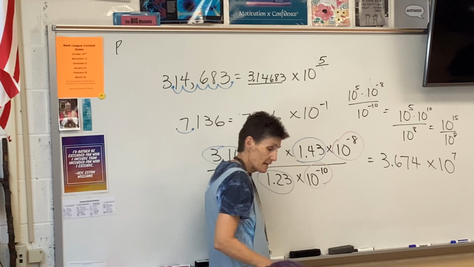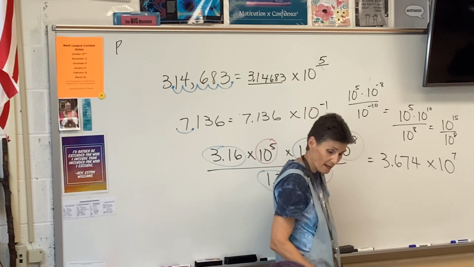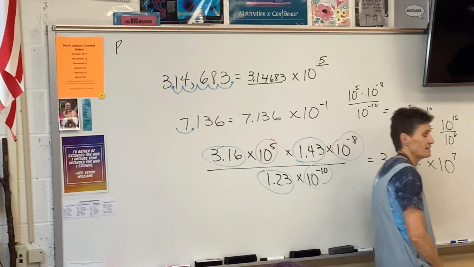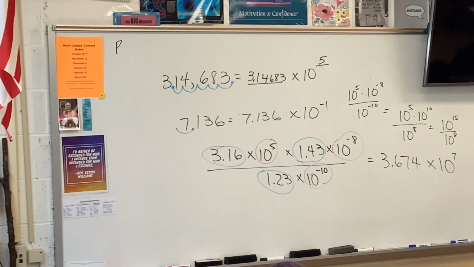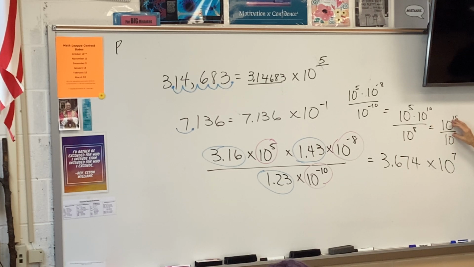Now, take a moment and try the second one. It is much easier. So what was the import to that again? Why is it to the 7? Because when I put these together, I have 15 tens on the top. 10, 10, 10, 10, 10, 10, 15 of them. I have 8 on the bottom. So when I start canceling them, what's going to happen? 7 left over. Okay.